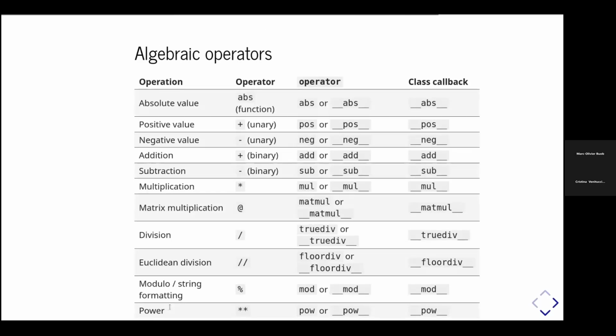Then you have the algebraic operators. So absolute value, positive value, negative value. The positive value and the negative value are unary operators. So this is why this is not a standard addition or a standard subtraction. Then you have the binary addition, the binary subtraction, the multiplication, the matrix multiplication, the division, the Euclidean division, the modulo, and the power.